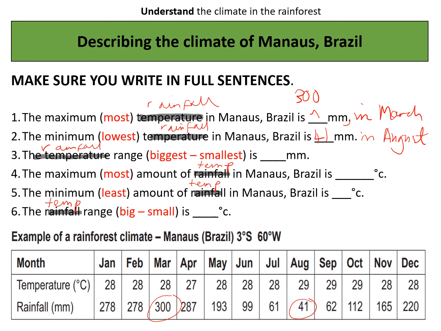Now, when we're working out the range, we do the biggest take away the smallest. So we do 300 take away 41, which gives us 259. So then we put 259 millimetres in that gap there. And I would like you to go on and do the same for the temperatures.